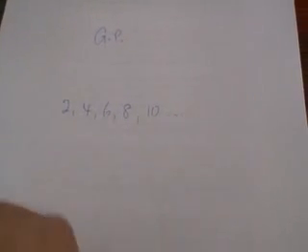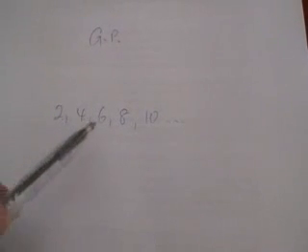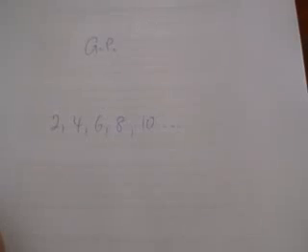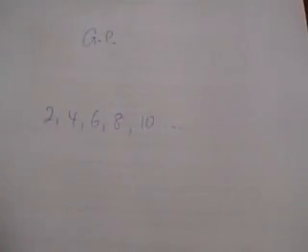Okay, let's look at an example now. For example, you are given this sequence of numbers 2, 4, 6, 8, 10 and so on, and you are asked to determine whether this is a GP or whether this is an AP or is basically just a sequence.